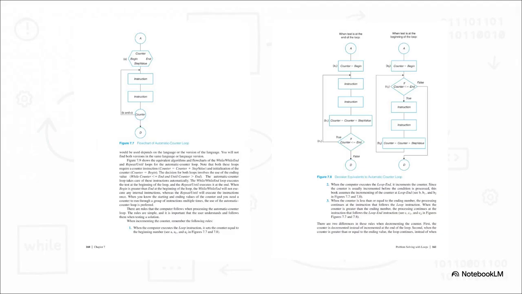Now, depending on the programming language you're actually coding in, the condition test for an automatic counter might happen at the beginning, acting like a while loop, or at the end, making it more like a repeat loop. But honestly, your compiler handles that behind the scenes. As the programmer, you just need to make sure you're setting your begin, end, and step values correctly.